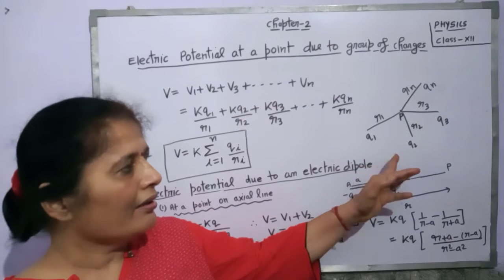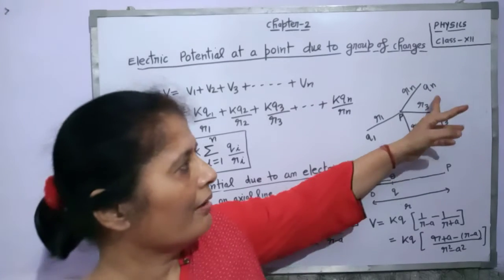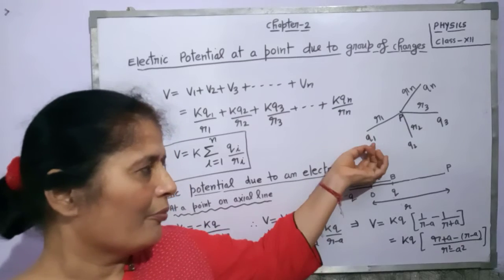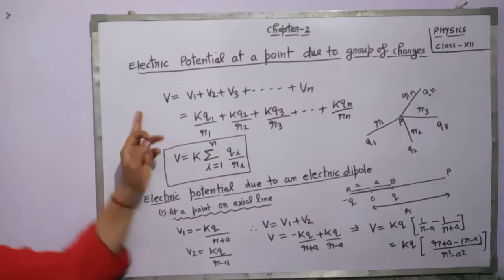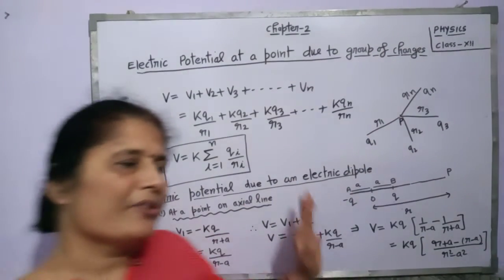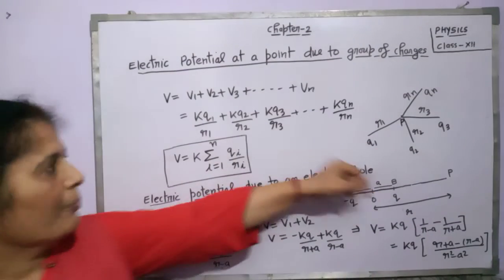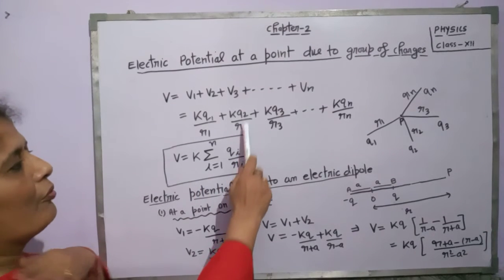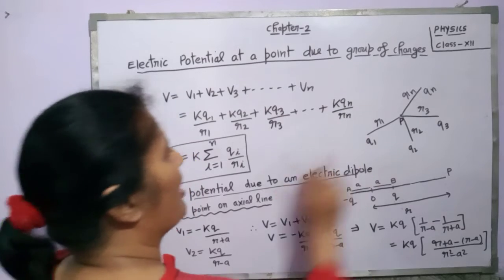Here we have taken a group of positive charges, Q1, Q2 and Qn. Q is equal to Q1 to Qn. Now what is the value of the electric potential at this point? As you know, the electric potential due to a point charge is kq upon r. Therefore for Q1 it becomes kq1 upon r1, for Q2 it becomes kq2 upon r2, and so on. The last one is kqn upon rn.